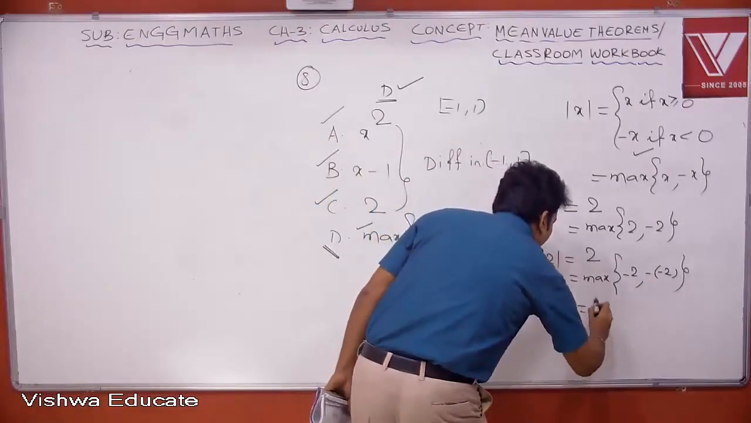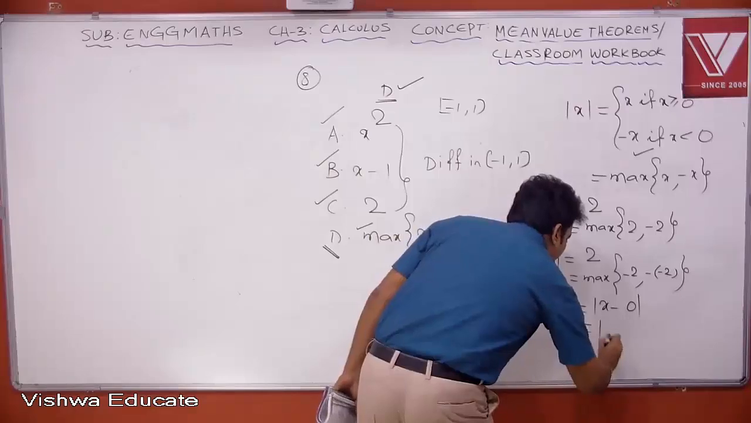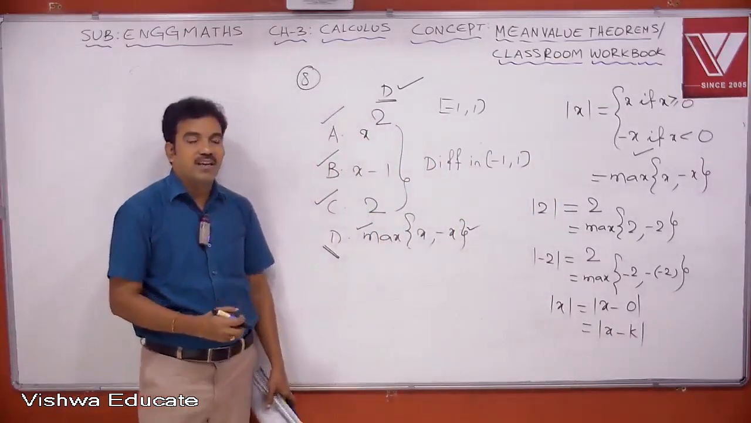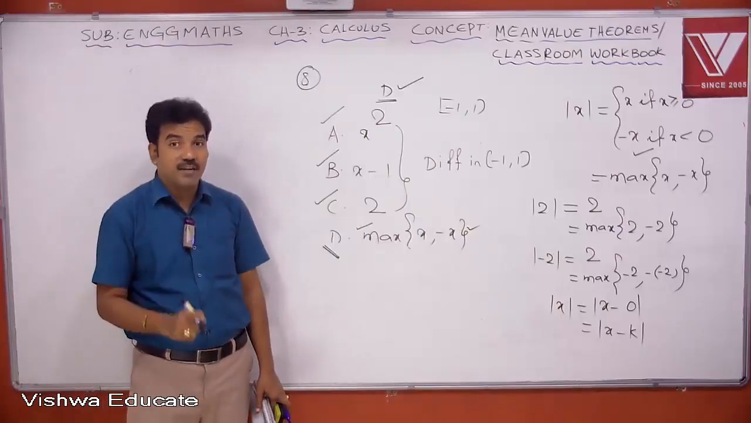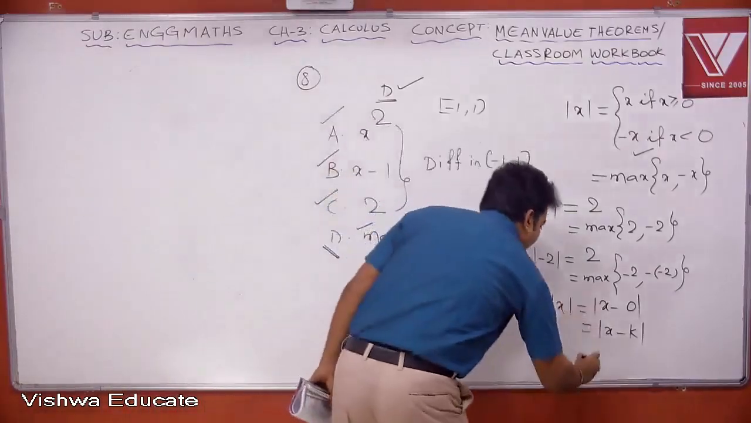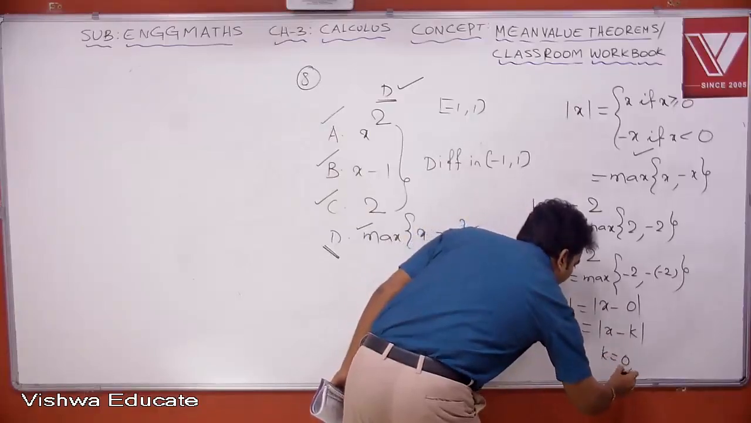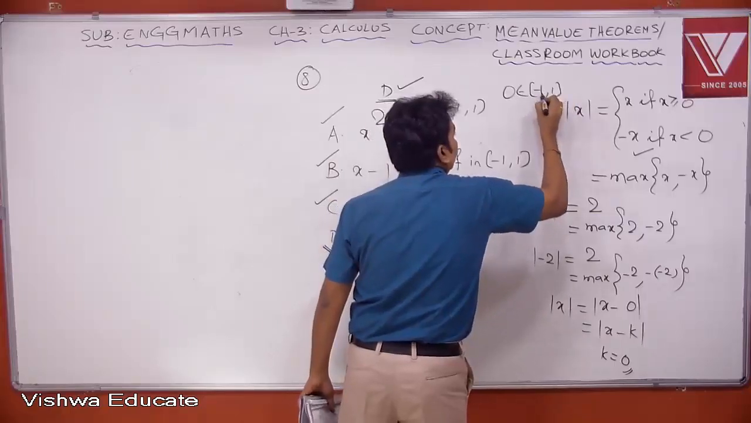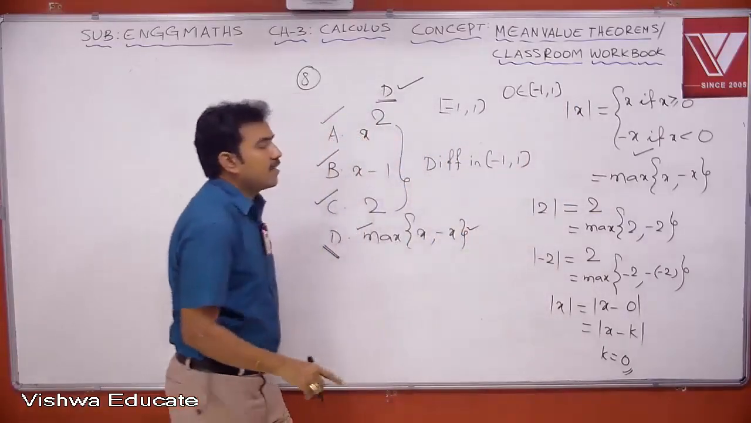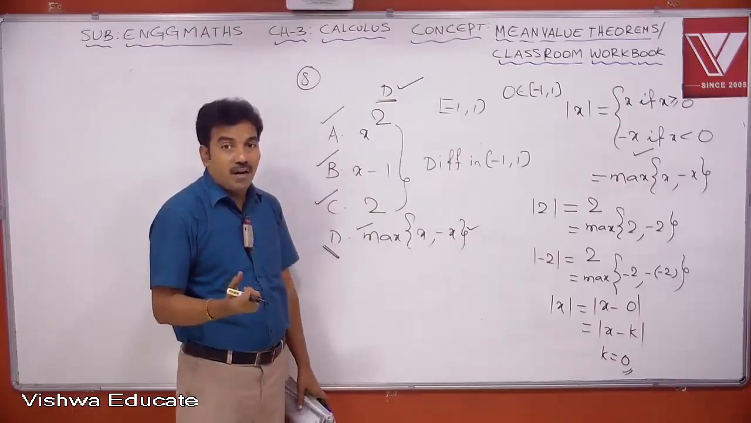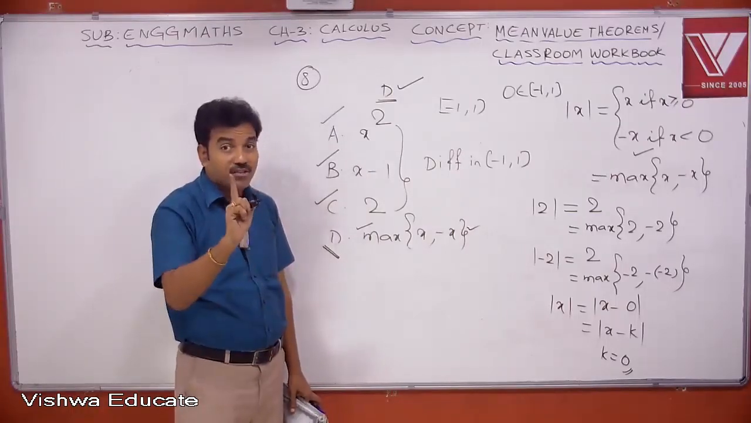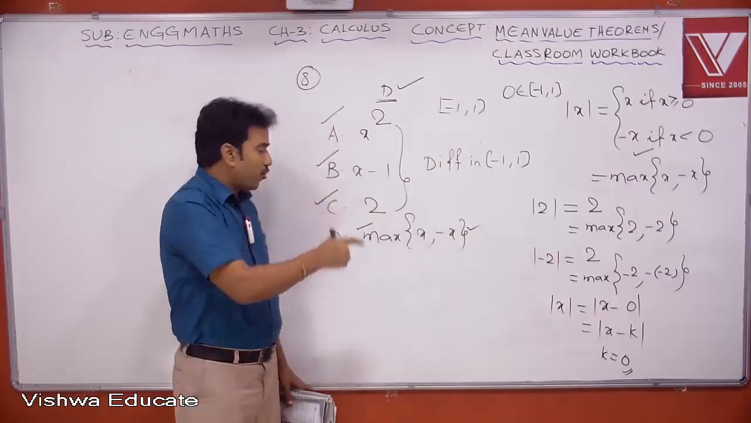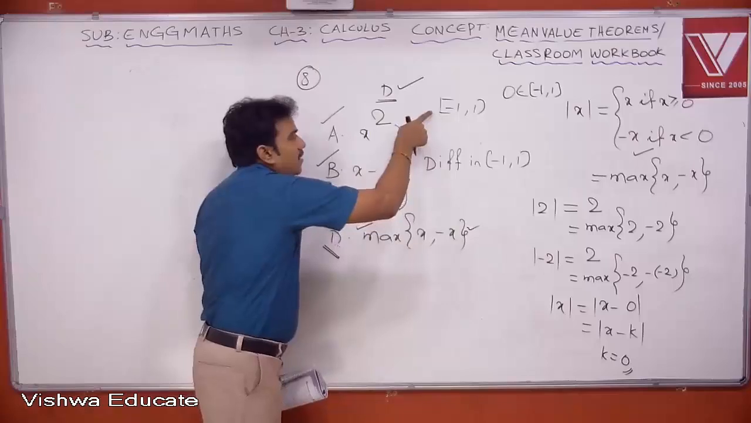But mod x is nothing but mod x minus 0. Now it is in the form mod x minus k. Therefore, whenever we have a function modulus of x minus k, it is differentiable at all points except at k. So what is the drawback of this function regarding derivative? 0. And 0 belongs to closed interval -1 comma 1. So if a function has no derivative at even one point in closed interval a comma b, ultimately it is not differentiable, because one drawback is enough. And what is the drawback of this function? 0, and 0 belongs to this interval. Therefore, this is the function which is not differentiable in this domain.